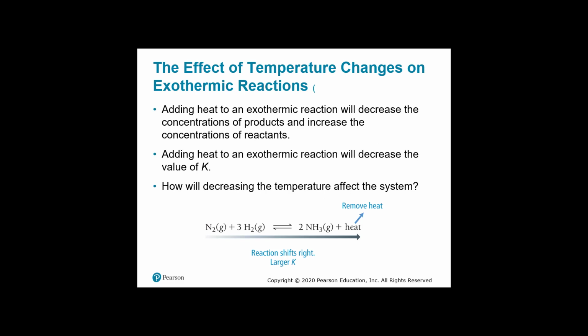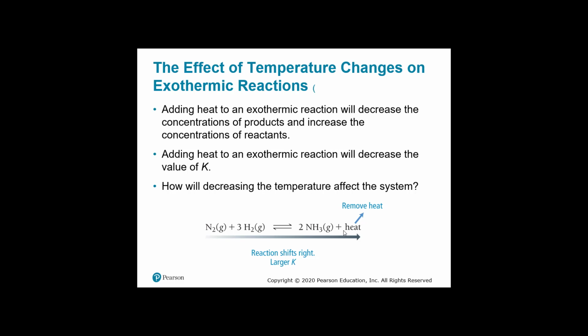Okay, so let's take a look at some situations. If we add heat, see this as another compound. You see this as N2, you see this as H2. You know that these are actual substances. Look at heat as a compound, a substance, and not as something that you can't see. When you do that, it really helps understand what's happening. Adding heat to an exothermic reaction will decrease the concentrations of products and increase the concentrations of reactants. Adding heat to an exothermic reaction will decrease the value of K.